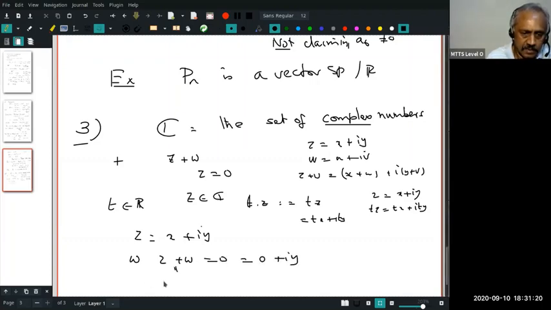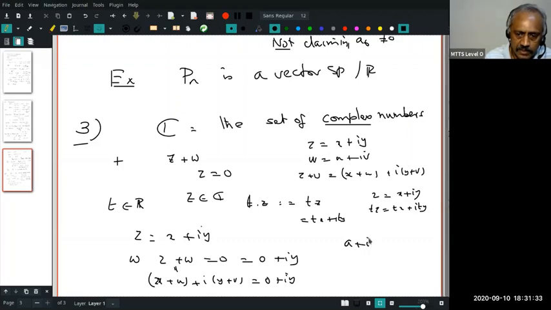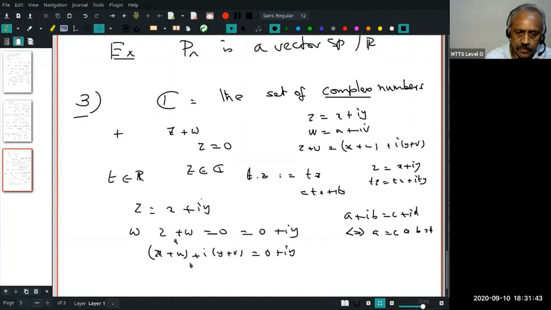And this is, using the earlier notation, x plus u plus i times y plus v. This must be 0 plus i0. When are two complex numbers equal? When is a plus ib equal to c plus id, where a, b, c, d are real numbers? This is if and only if a is c and b is d, right? Therefore, this is equal to i times 0.